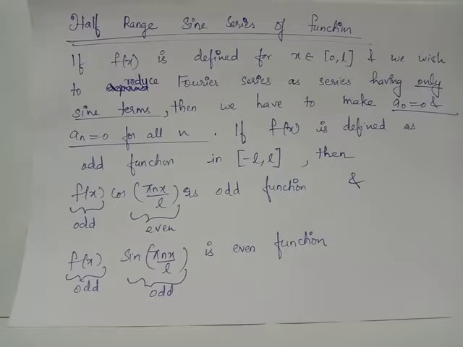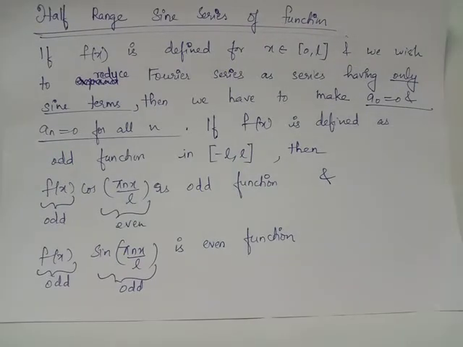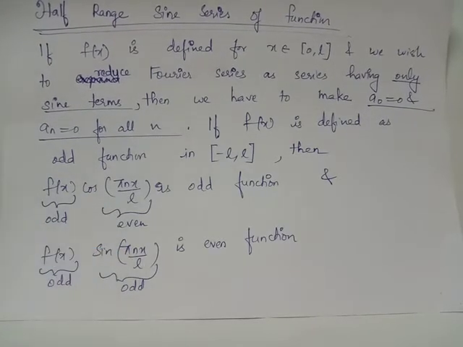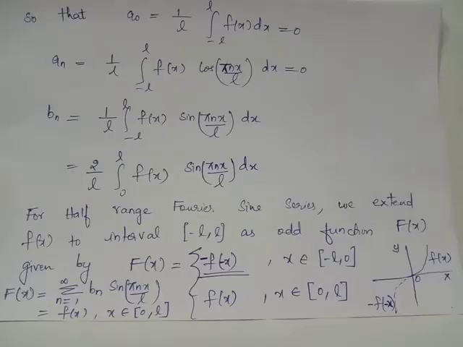This is because when we define f of x as an odd function, by extending f of x, already defined for the range 0 to L, to the interval minus L to L, the product of an odd function and an even function will be odd, and the product of an odd function and an odd function will be even. Hence, when we evaluate the Fourier coefficients a0, an and bn, we have a0 equals 1 by L integral minus L to L f of x dx, where f of x is odd, and hence a0 will become 0.